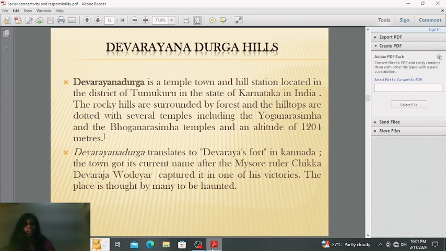So Devarayana Durga basically translates to Devaraya's fort in Kannada, which is the native language of the Karnataka people. The town got its current name after the Mysore ruler Chikka Devaraya Wodeyar captured it in one of his victories. This place could also sometimes be called haunted by the people.